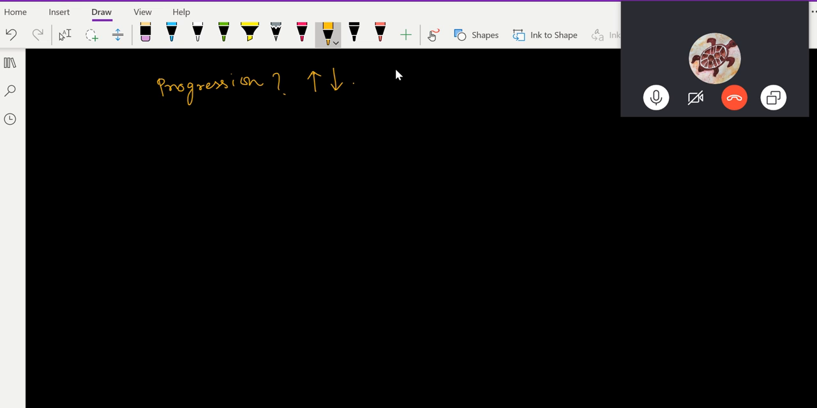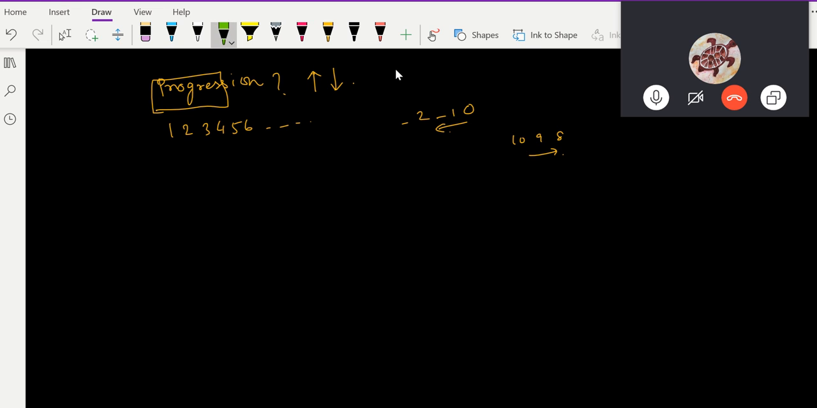So, like 1, 2, 3, 4, 5, 6, this is all going up. And if I write -1, -2, this is going down, right? And if I start from the opposite, like 10, 9, 8, this is also going down, right? So this is the meaning of progression. Progression comes from progress. That means to go in one direction, right? Which can be either positive or negative.